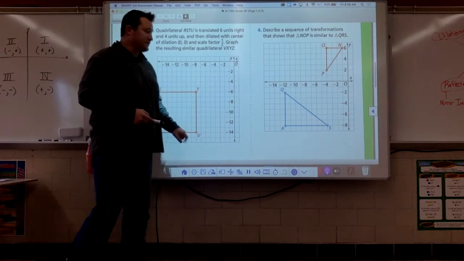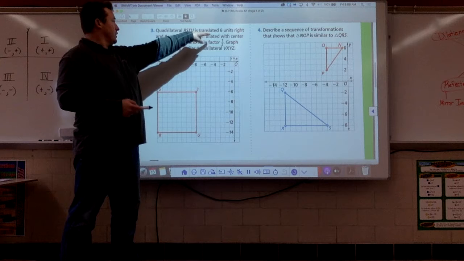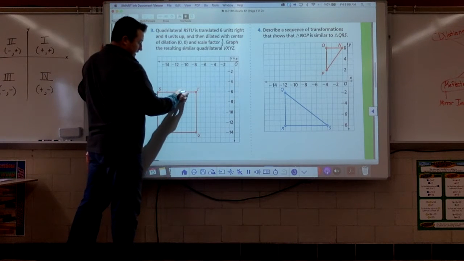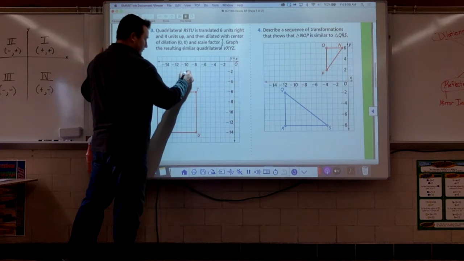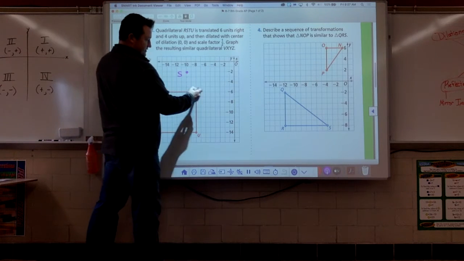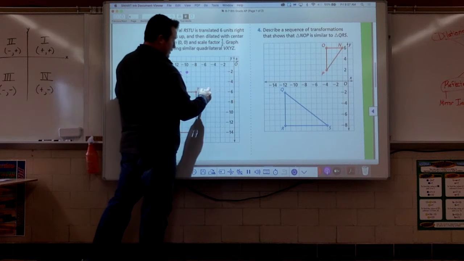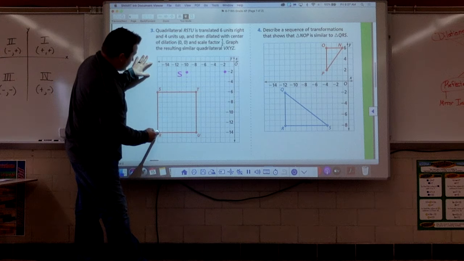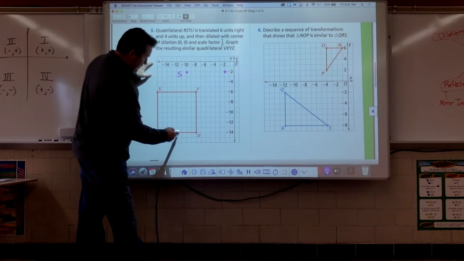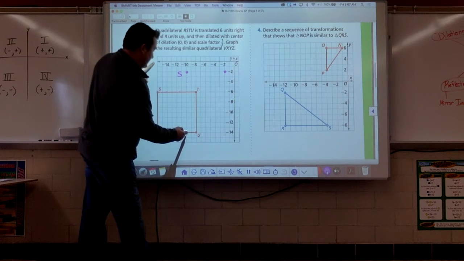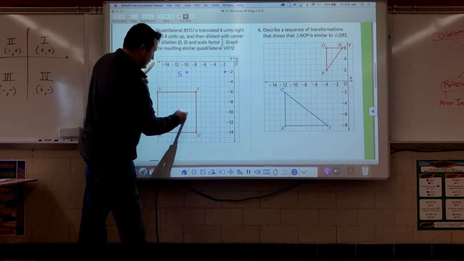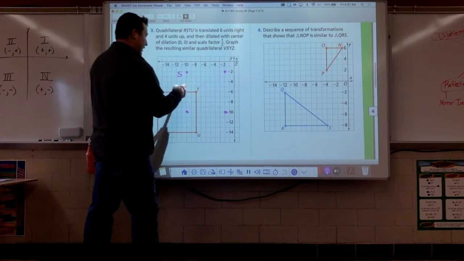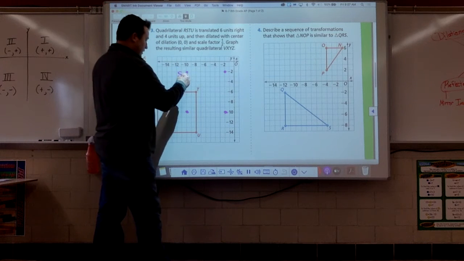So we need to take these 4 vertices, go 6 right, 4 up. So I'm going to go 1, 2, 3, 4, 5, 6 right, 1, 2, 3, 4 up. Here's S. 6 right, 4 up. There it is. This one's going to go 6 right, 1, 2, 3, 4, 5, 6 right, and 4 up, 1, 2, 3, 4. That one's got to be here. There we go.